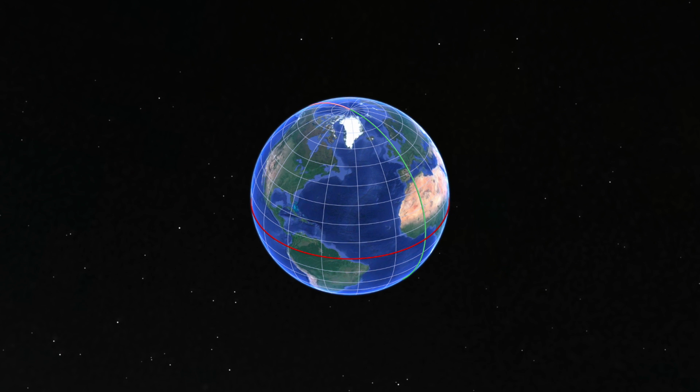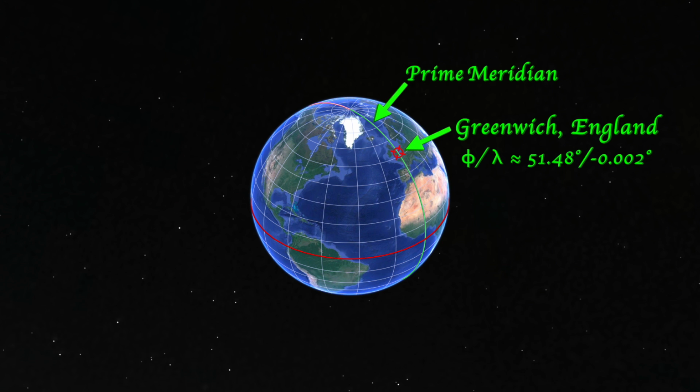For a demonstration of the angular relationships between all these variables, let's take a look at an example. Here we can see the location of the Royal Observatory in Greenwich, England, which is located on the prime meridian with a latitude of 51.48 degrees north and 0.002 degrees east. To simplify things, we will assume the longitude of Greenwich in this example is equal to 0 degrees.